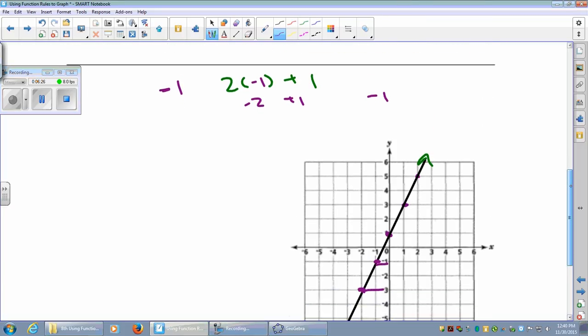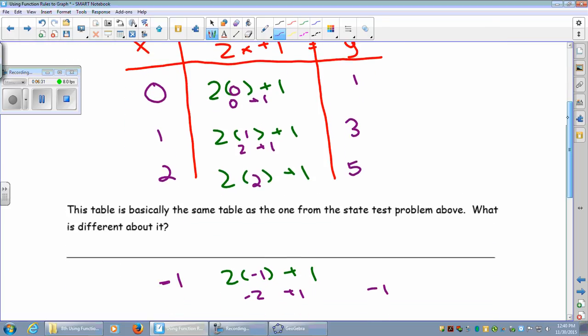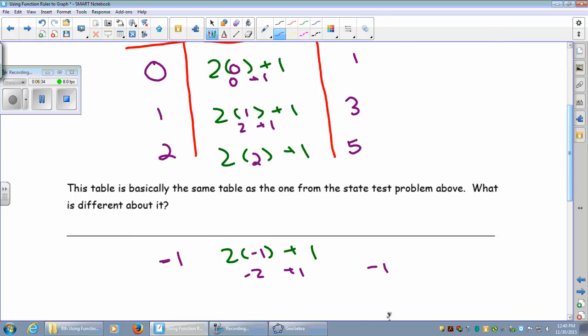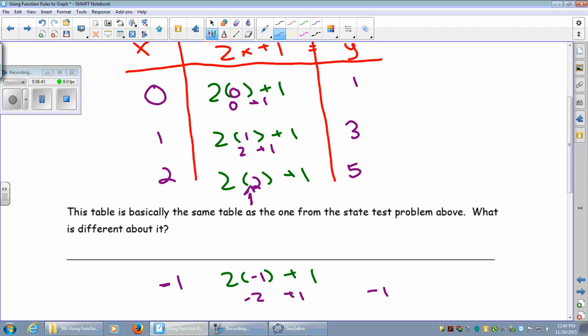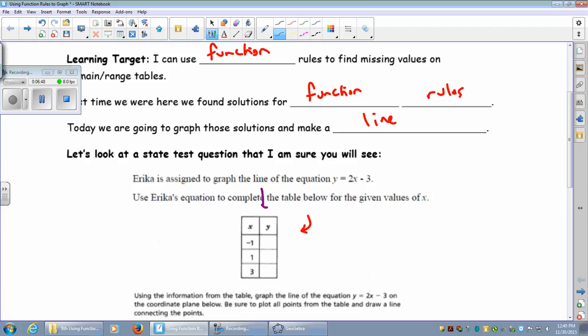All right, so hopefully all of that makes sense for you so you can see how we graphed that. It really isn't that bad. Now, before we move on to the next example, I said this table is basically the same table as the one from the state test problem on the last page. What is different about my table, this guy, and their table? Well, theirs doesn't have the work right in the middle. That's really the only difference. If you wanted to add it at the end, like that, and then do what we have been doing, it would be the same exact table.